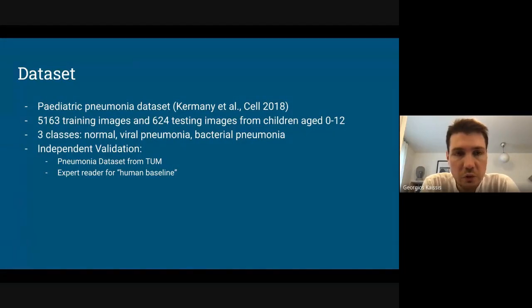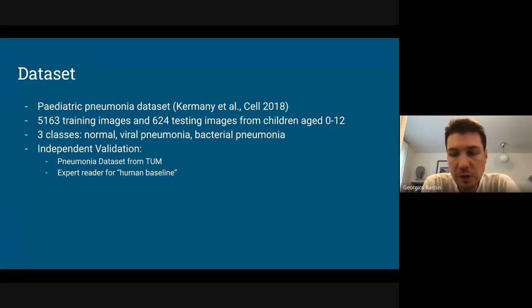For training we used the pediatric pneumonia dataset, which was in a Cell paper a couple of years ago. It's quite a big dataset. I'll show you some examples. It has three classes: normal, viral, and bacterial pneumonia. So for everyone keeping count at home, viral pneumonia, that would be COVID-19.